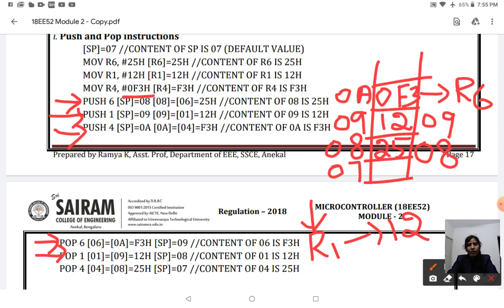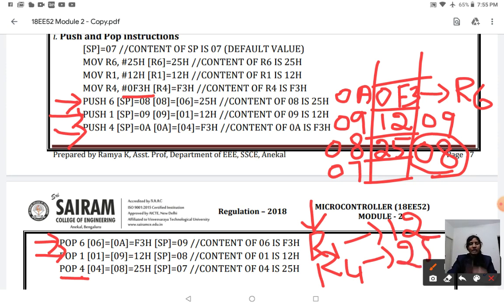Now pop 4. Pop 4 means whatever content you have in the stack pointer, this pointer is referring to memory 08. Whatever data is present at this memory will be moved as a content to R4. Now the R4 content is going to be 25.